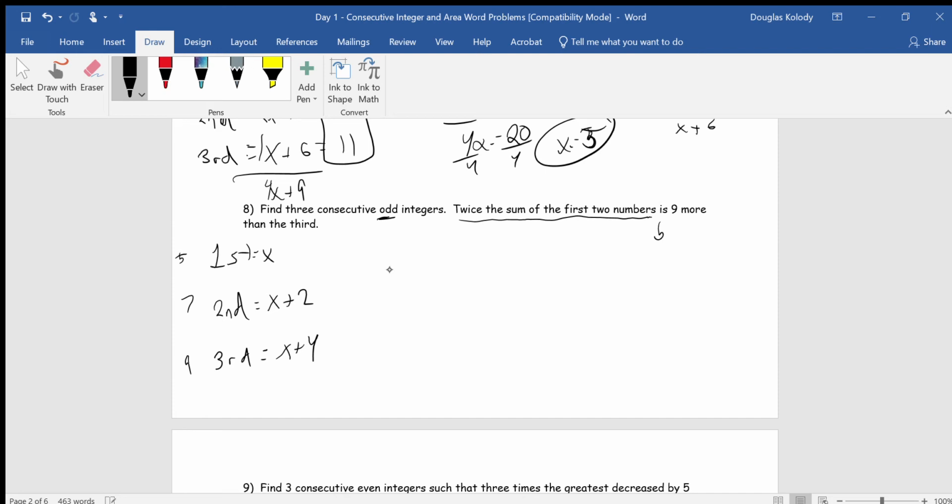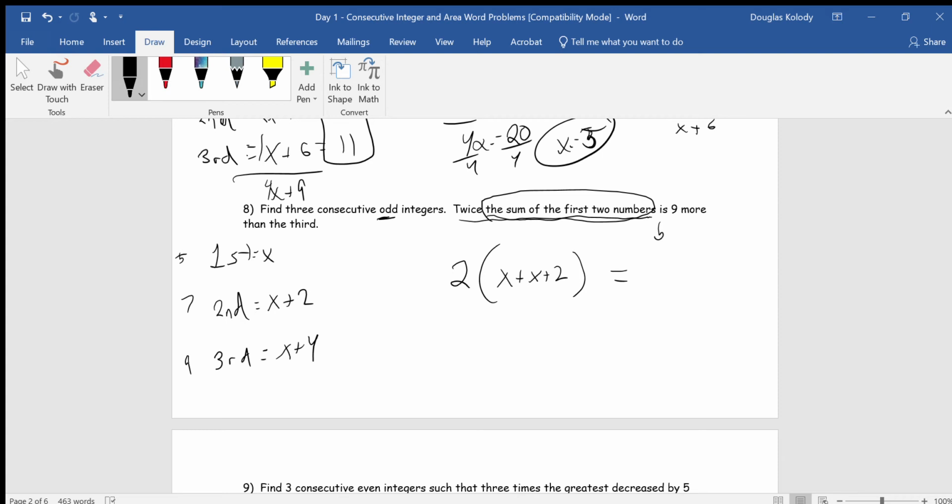And then it says is. So I'm going to start with is equals twice the sum of the first 2 numbers. So I'm going to start off with the sum of the first 2 numbers. The sum of the first 2 numbers is x plus x plus 2. That's the sum of the first 2 numbers, correct? How do I say twice that? Well, I put a parenthesis around them and I say 2 times that sum.